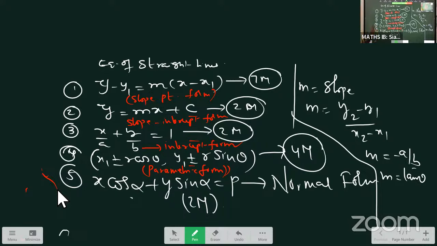Okay. Just go through these formulas and their names once. After that, I'll explain the question on this.